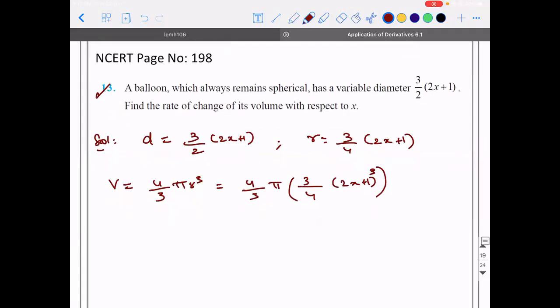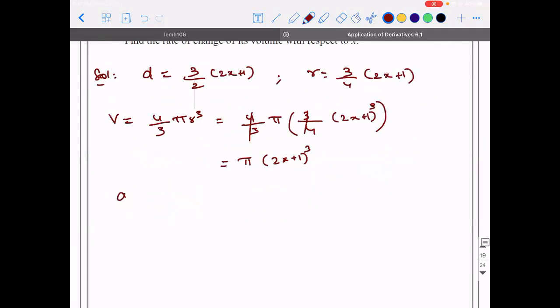Right? So 4 by 3, 3 by 4 will get cancelled. Pi into 2x plus 1 the whole cube is volume. So what is dv by dx? Pi into 3 into 2x plus 1 the whole square into derivative of 2x, which is 2. So it is going to be 6 pi into 2x plus 1 the whole square. This is the required answer.